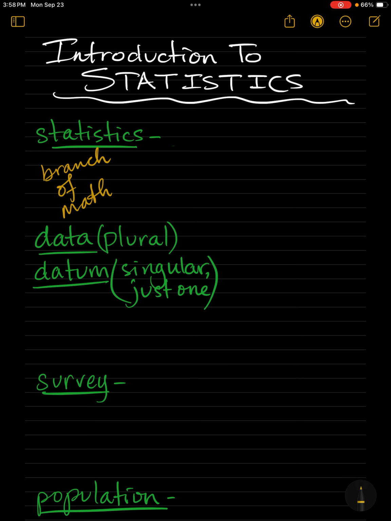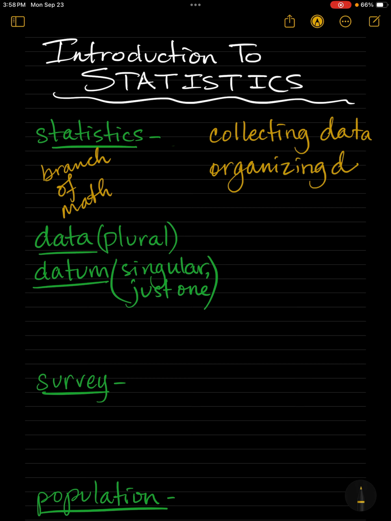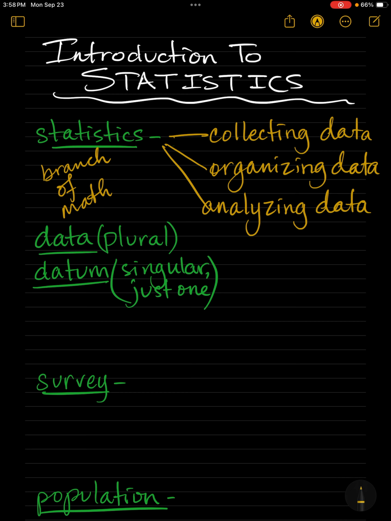Statistics has three parts. The first part is collecting data. Next, organizing data. And last and probably most important is analyzing that data. So again, those are three parts and usually in that order.